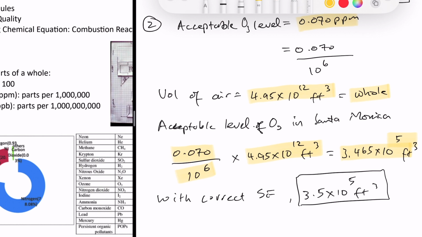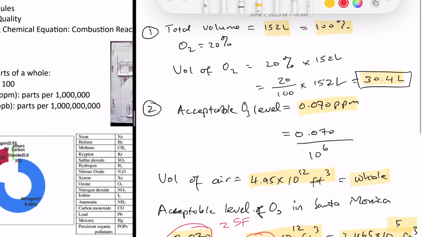That number might look big, but remember that you're covering the entire city of Santa Monica, which is a really large space. Now, I want to point out a little bit about the significant figures here. This number that we're given has 2 sig figs. This number has 3 sig figs. So going back to the rules of significant figures that we learned in the prior chapter, our answer should only have 2 sig figs. And so I'm going to round it to 3.5 times 10 to the 5th cubic feet.